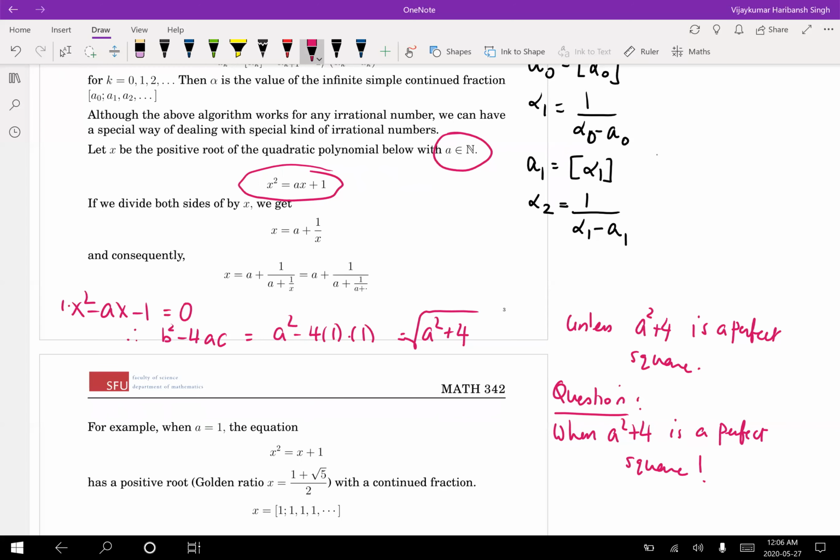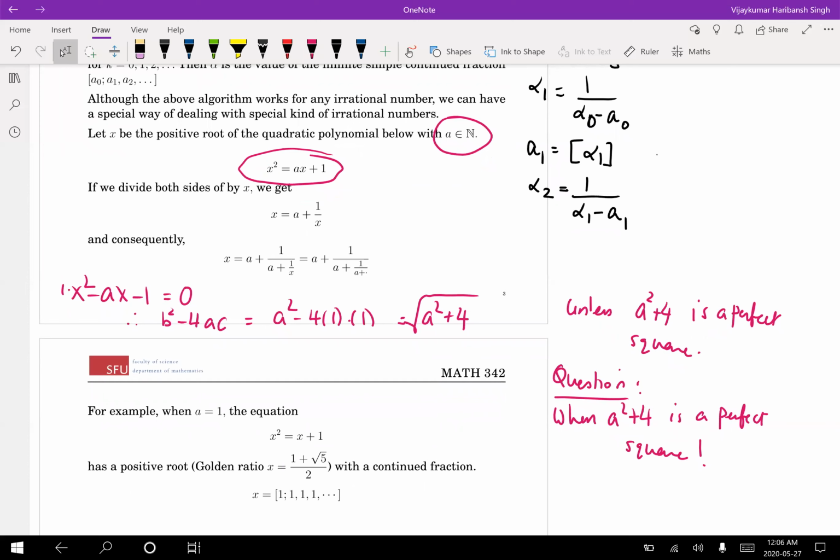Now, why are we investigating that? If a squared plus 4 is a perfect square, then using the quadratic formula, the solution is going to be a plus or minus the square root of a squared plus 4, divided by 2. If this is a perfect square, then this is going to be rational, and then the whole thing is rational. That means the continued fraction will terminate. So you should investigate when this is going to be a perfect square.